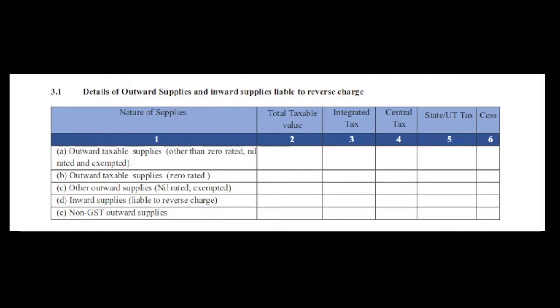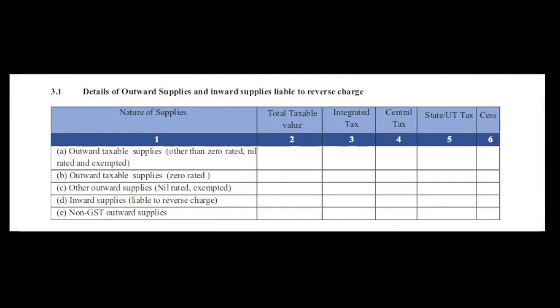Table 3.1. Details of outward supplies and inward supplies liable to reverse charge. Here you have to mention the summary of all outward supplies which are bifurcated into A. Other than 0 rated, nil rated and exempted. B. 0 rated. C. Nil rated, exempted. D. Inward supplies liable to reverse charge. And E. Non-GST outward supplies, that is the ones that do not fall under the ambit of the GST regime.